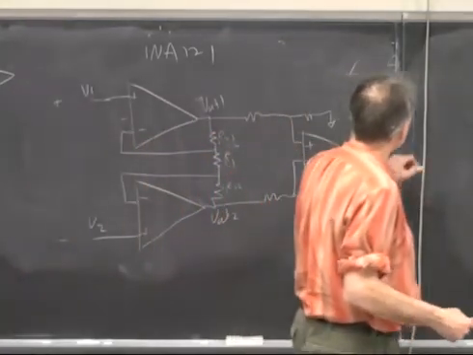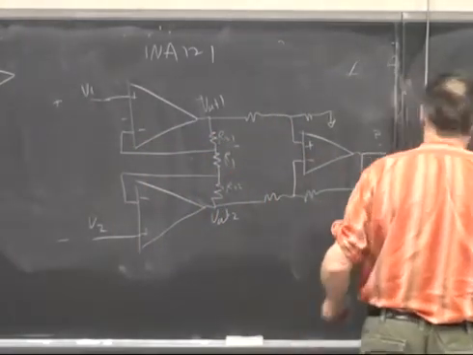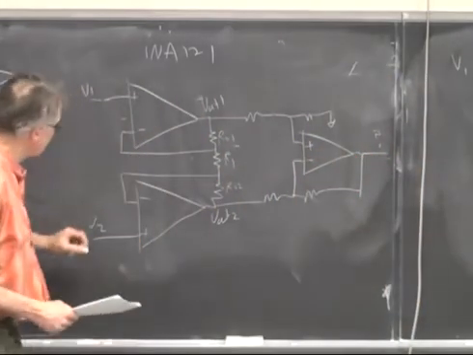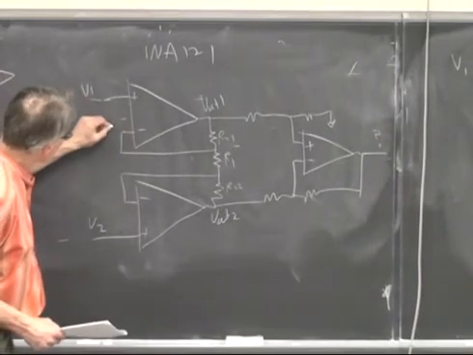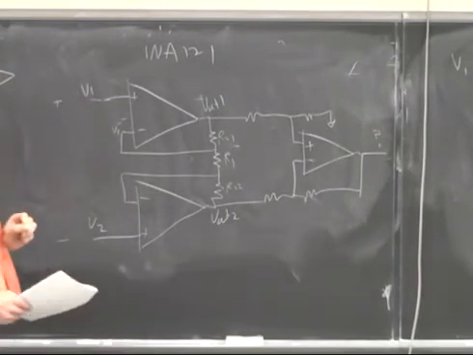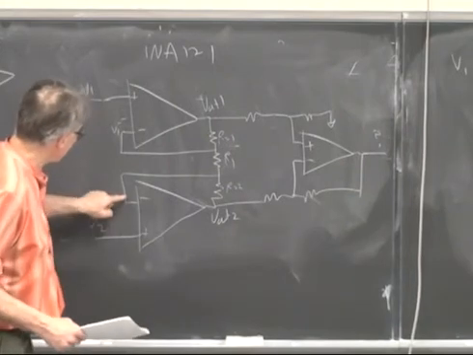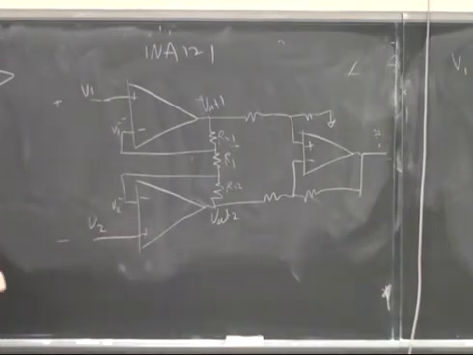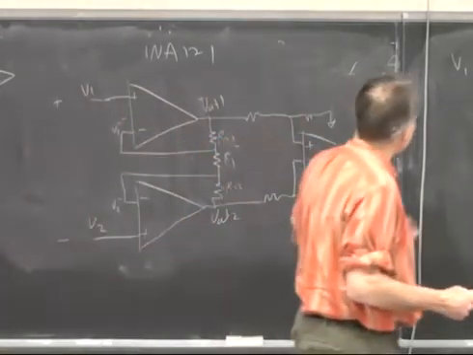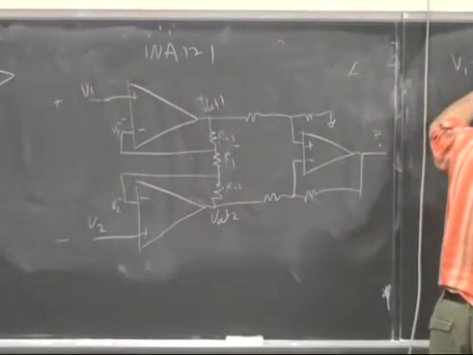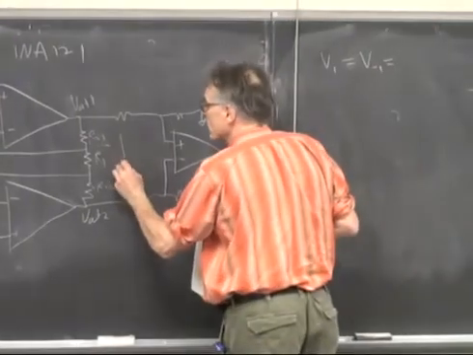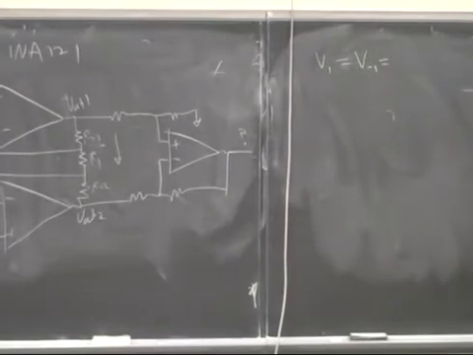So we know that V1 here must be the same as this voltage, V minus 1. And V2 must be the same voltage as V2 minus, because the op amps are going to supply the current necessary to make that true. In that case then, V1 is equal to V minus 1. But what's the value of V minus 1? Well, let's just assume we have some current through these three resistors in this direction.